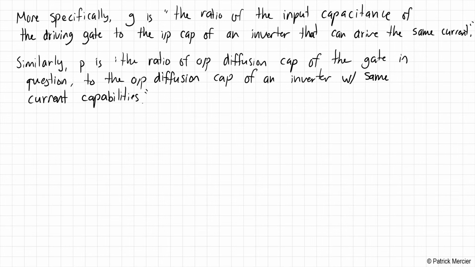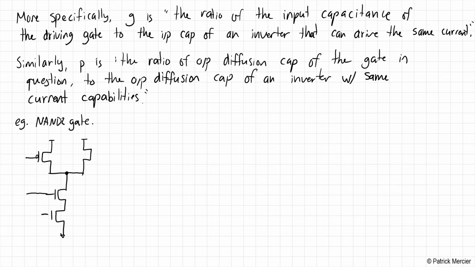Okay, so again, all of these definitions may seem a little strange. Sometimes it's best to go through an example. And in this case, let's take a look at a NAND gate, specifically a 2-input NAND gate. So in this case, we have 2 inputs connecting to 2 NMOS transistors there. Let me be more specific and say this is input A, this is B, input B is also connected over here.